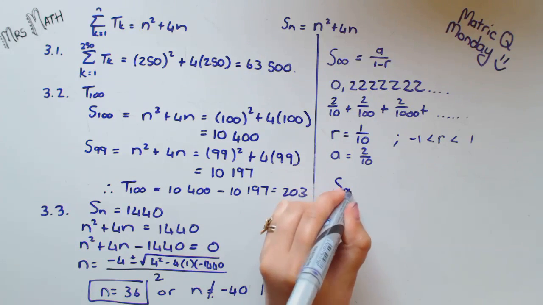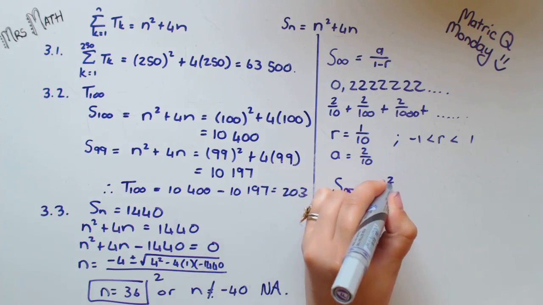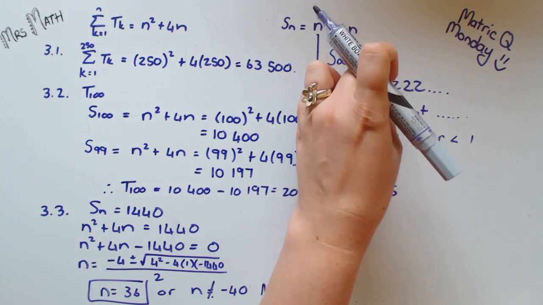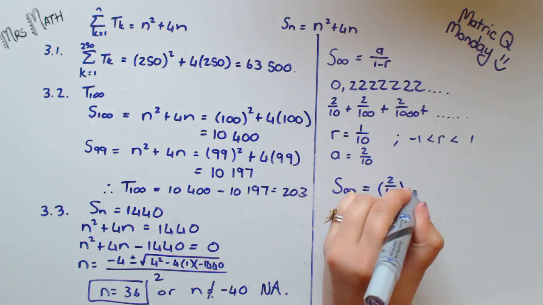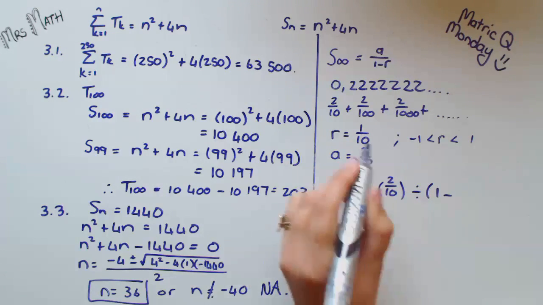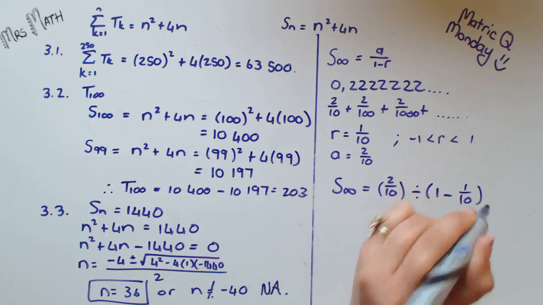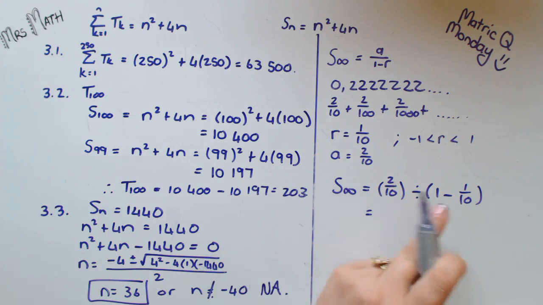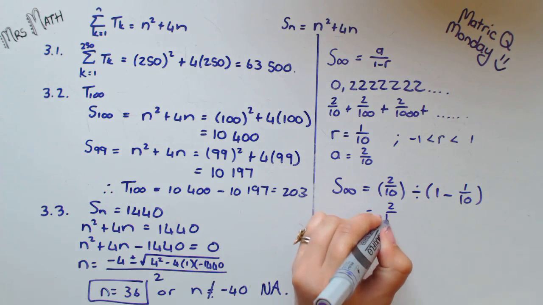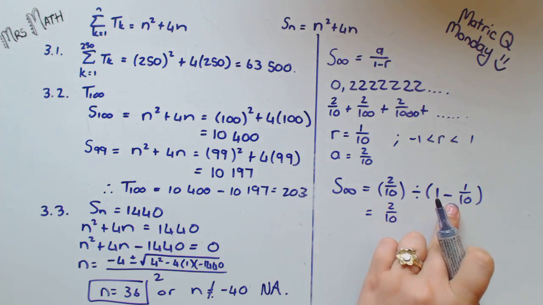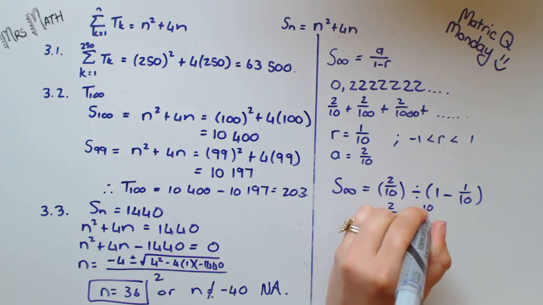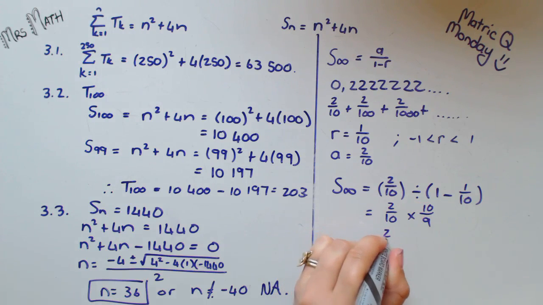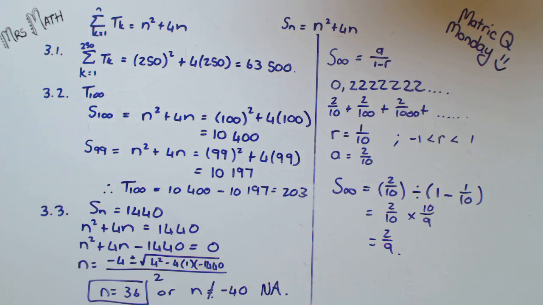And then I can just use this formula, a divided by 1 minus r, where r is 1 over 10, equals, and you can use your calculator, but this is 2 over 10 divided by 9 over 10, so times 10 over 9, and that becomes 2 over 9. So that's just an interesting, awesome question that has to do with sequences and series.